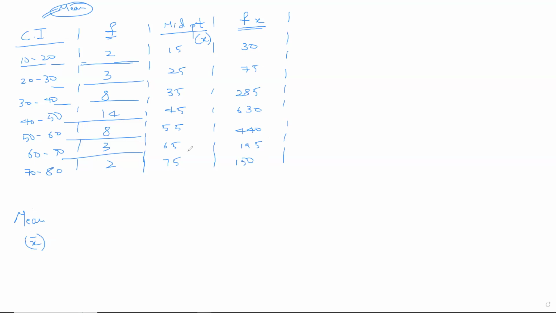Now think for a second. To find x dash, I need a formula. What does the formula for mean say? x dash is equal to Σfx divided by N. Okay, Σfx divided by N.